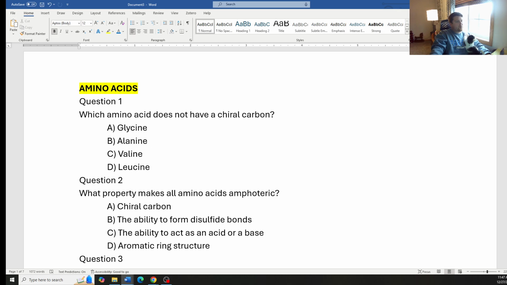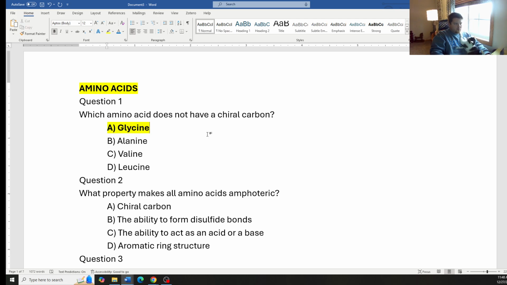Cool? Okay, question 1. Which amino acid does not have a chiral carbon? Glycine, alanine, valine, or leucine? The answer to this question is going to be glycine.